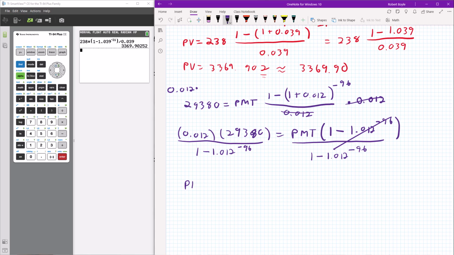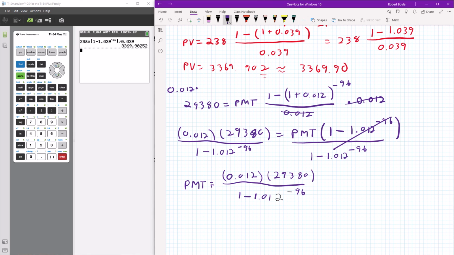And what I have is payment on one side. I'm going to switch sides on you. And over here, I have 0.012 times 29,380, all divided by 1 minus 1.012, not 1.0129, let me fix that, raised to the negative 96 power. And that we can use our calculator to figure out.